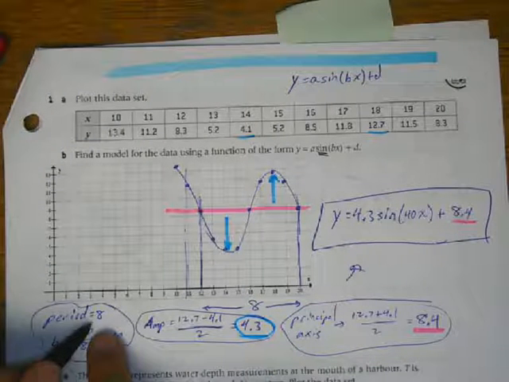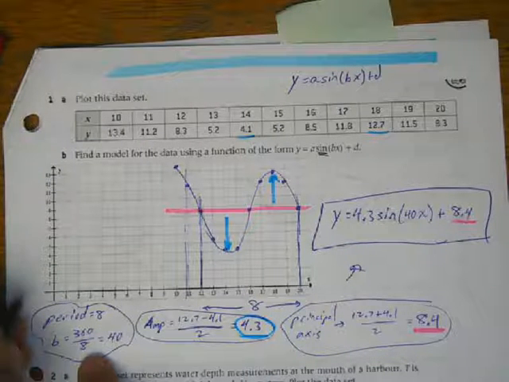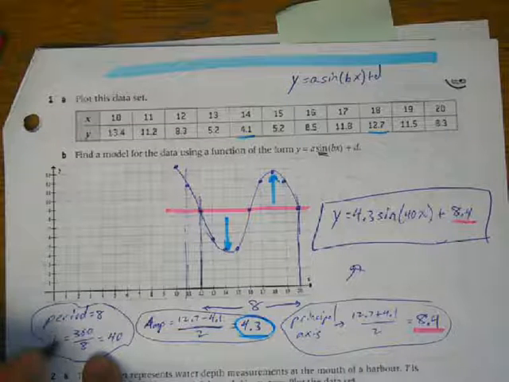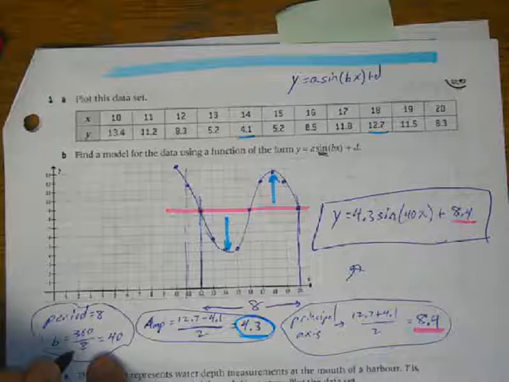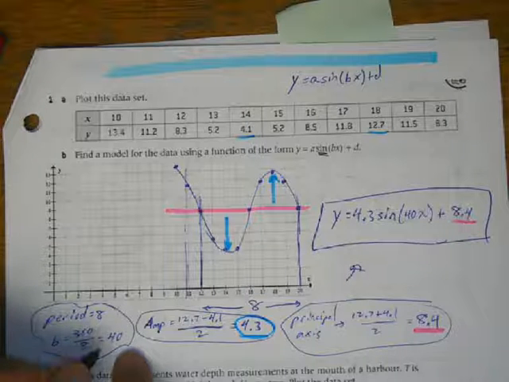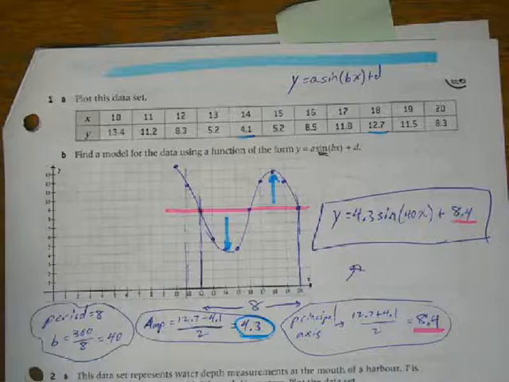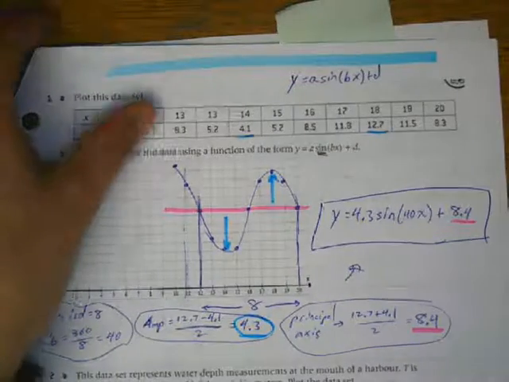And then remember, 360 divided by b gives me the period, or b equals 360 divided by the period, and then that's going to give me 40, and here's my equation. Okay, I'm going to do one more, and the rest will be on a separate video. So I'm just going to show it here and talk about it.